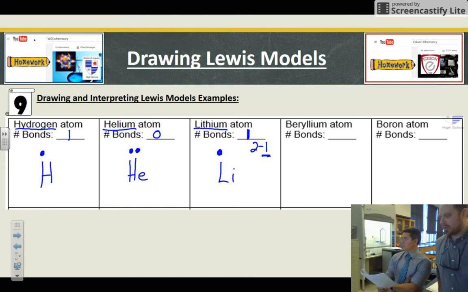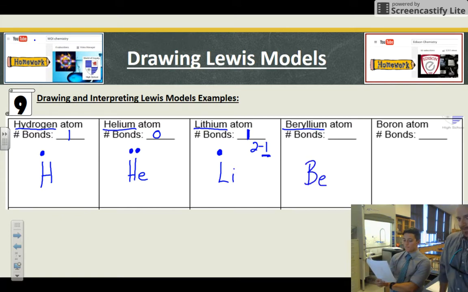Beryllium is Be. Can I get the whole electron configuration, please? 2-2. The rule is first 2 go together, then 1 at a time around the bus, but I ran out. They're all paired, so no bonds.